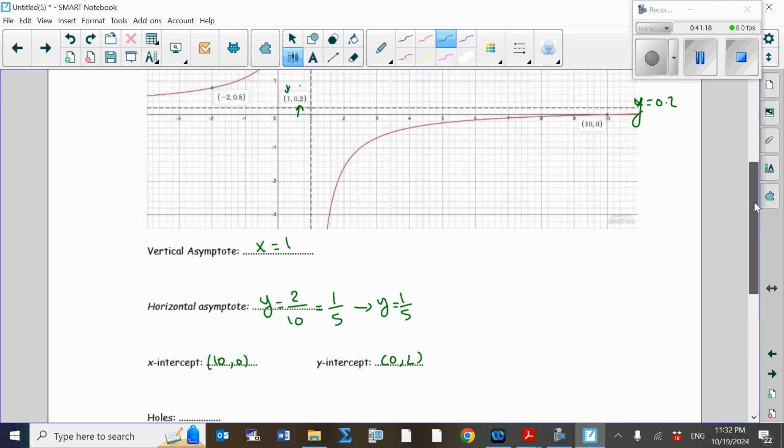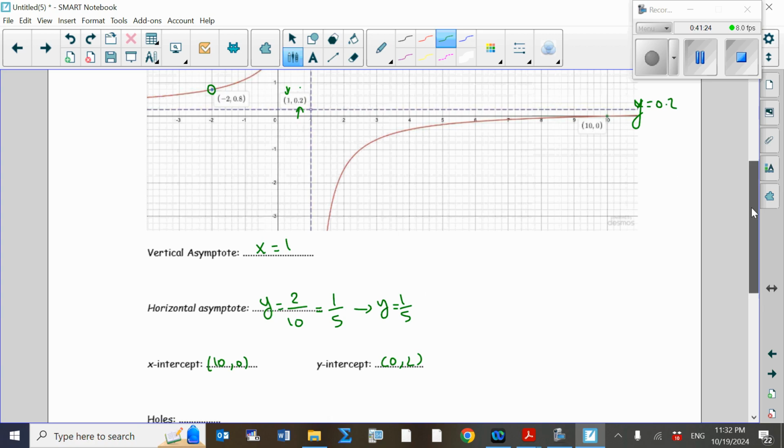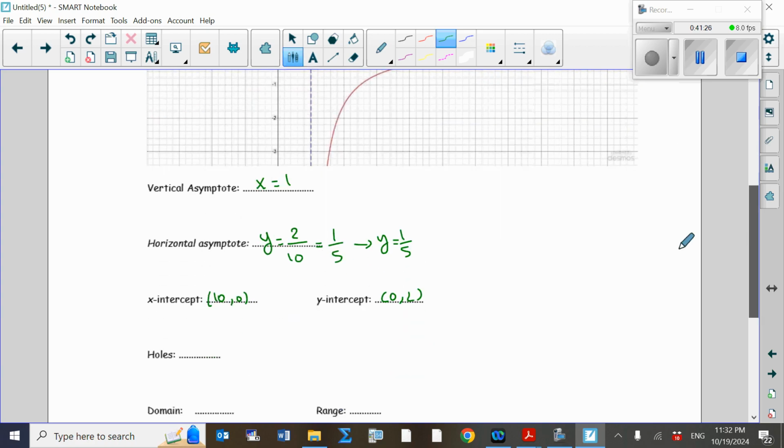The hole of the function is here. This is the hole of the function, which is at -2 and 0.8.